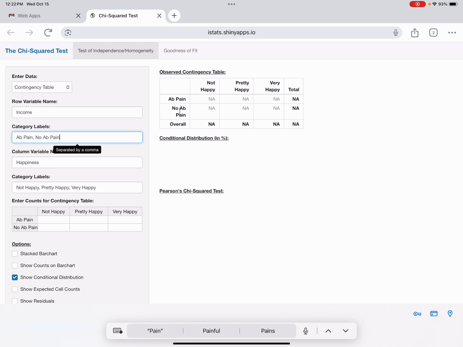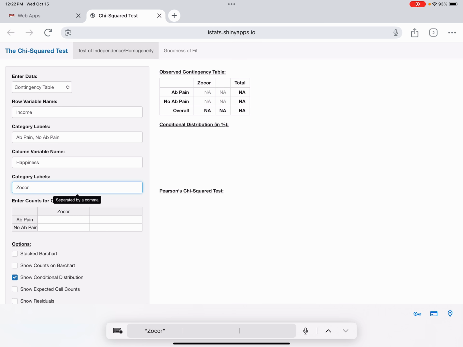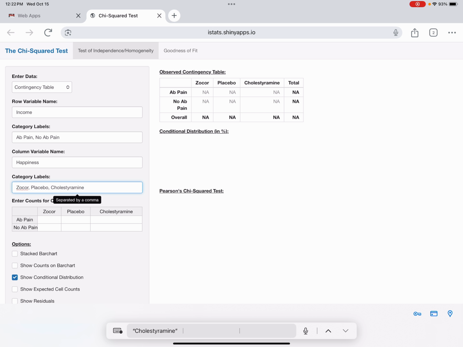And then you see that it's making the table as we go, which is pretty nice, right? It's also going to compute all the totals for us, which is pretty nice. For the column labels here, we don't want not happy, pretty happy, and very happy. What we want is Zocor, and then put a comma, placebo, and then put a comma, and then cholestyramine. Okay. So now this table is starting to take form. It's starting to look a little bit more like what we had on our notes.